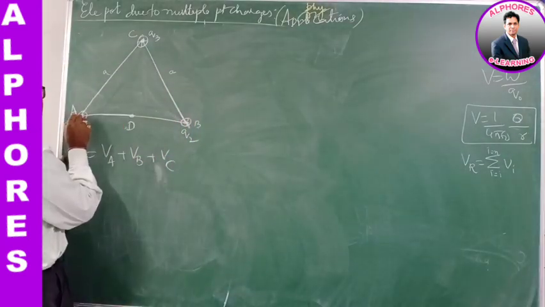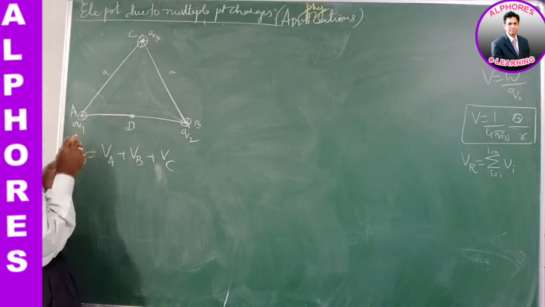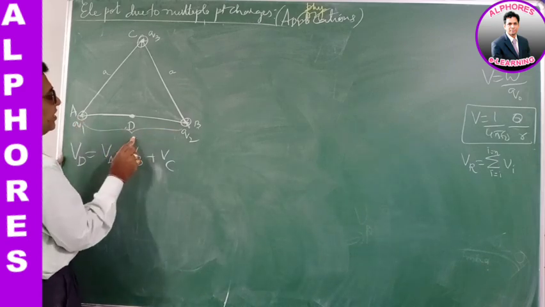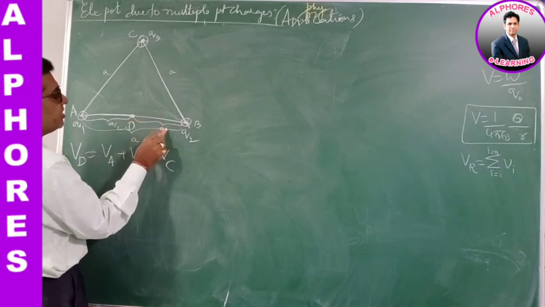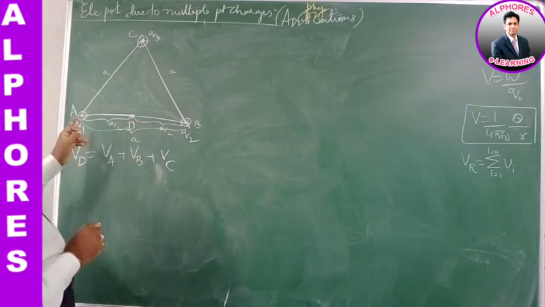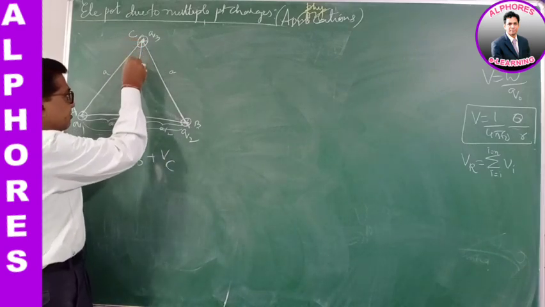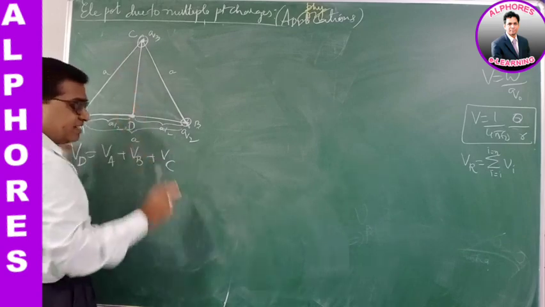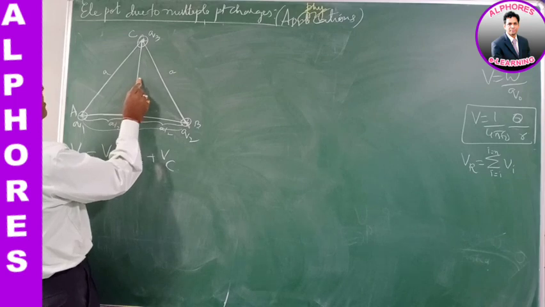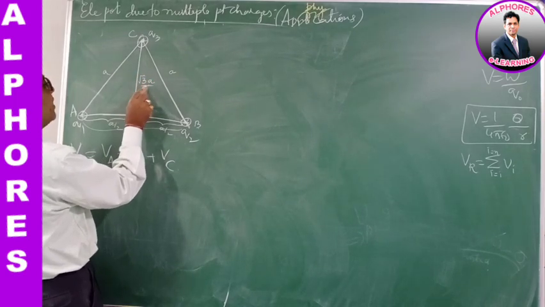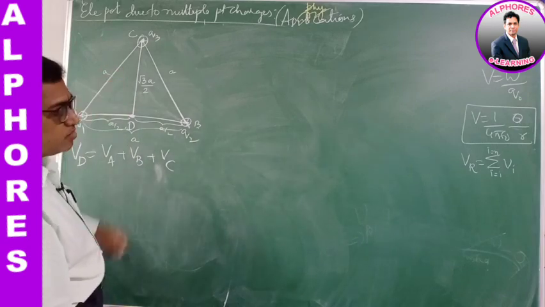So the potential due to A: this is charge Q1, but what is the distance? It is said that D is the midpoint. So if the side is A, then the distance of the point is A by 2. This is also A by 2. Right? The distance from A is A by 2, and from B is also A by 2. Then how about C? This is the distance from C. It is the altitude of the equilateral triangle, right? You know, in an equilateral triangle, the altitude is root 3 A by 2. You've learned this in your earlier classes.